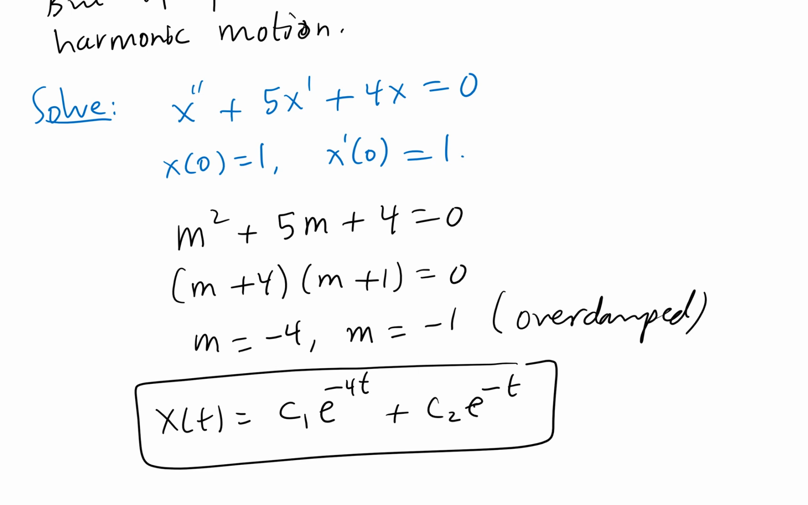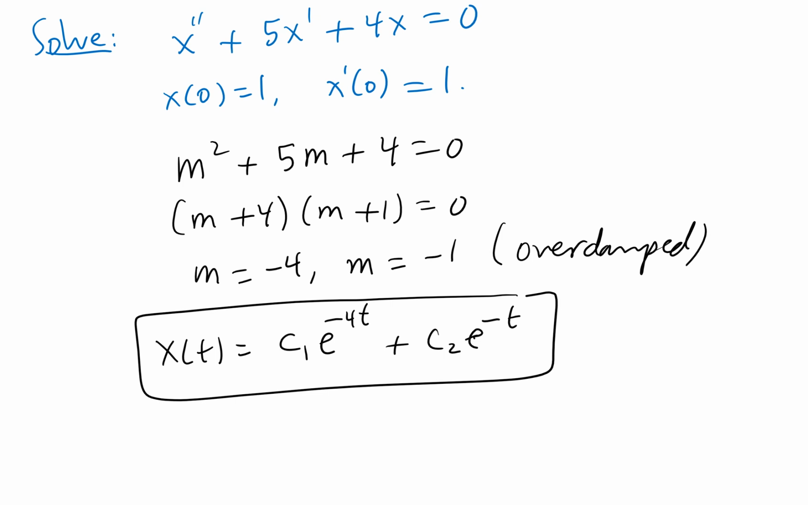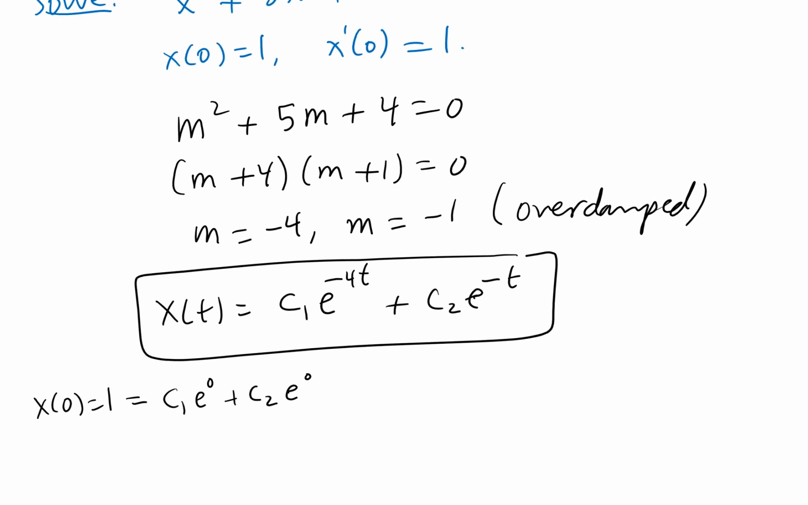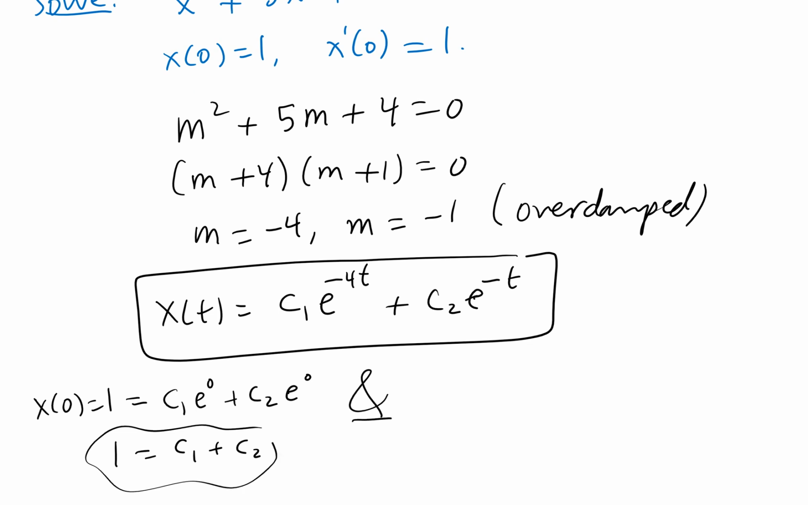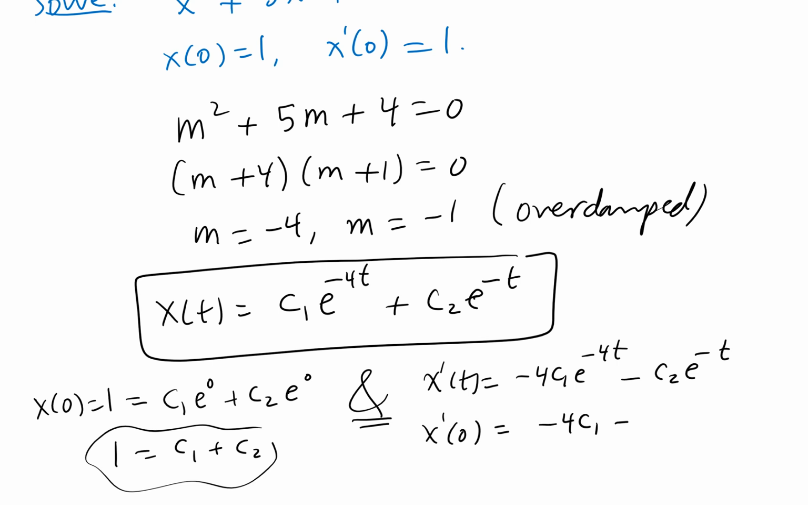Now they give us initial conditions, so we need to use both of them. x of 0 is 1, so C1 e to the 0 plus C2 e to the 0. That gives me an equation: 1 equals C1 plus C2. And x prime of t is -4 C1 e^(-4t) minus C2 e^(-t). So x prime of 0 is -4 C1 minus C2 equals 1. So we got another equation.